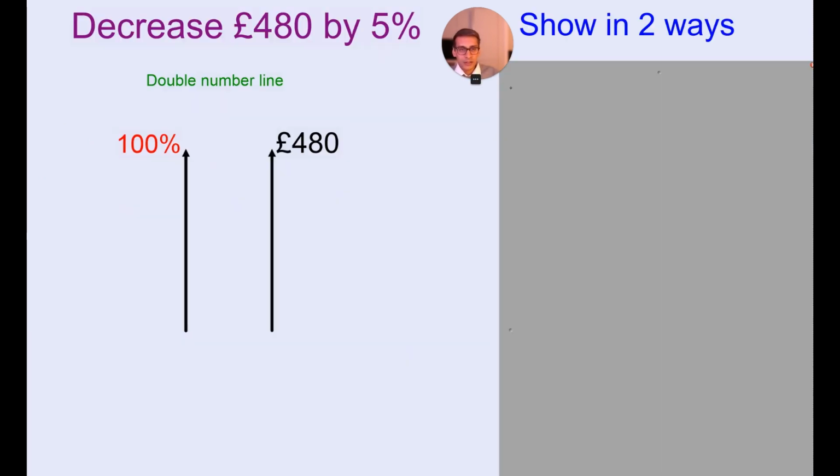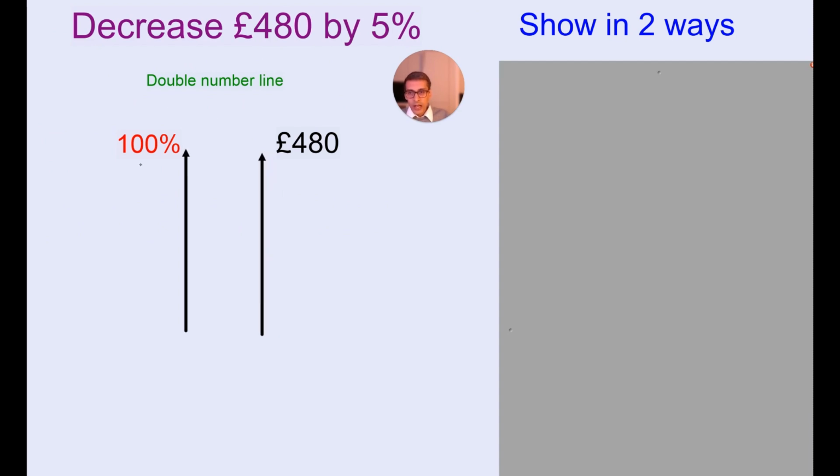Right, let's do a practical example here. Decrease £480 by 5%. So the first thing we want to do is double number line here, just as normal. And we're going to label 100% is 480. Now, we are going down by 5%. We are decreasing by 5%. So what we want to work out is 95%.